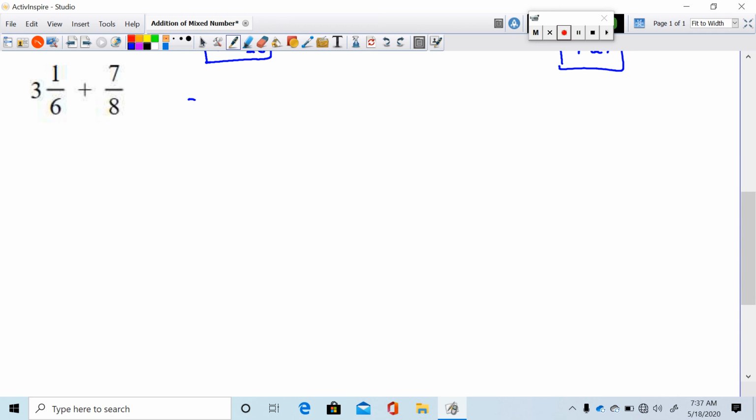Next one, 3 1/6. Oops, sorry, that's in the wrong spot. We don't have a whole number with the 7/8, so it just goes here with the fraction. Okay. These are even numbers, so I'm going to go ahead and just find the common denominator by using the largest number.